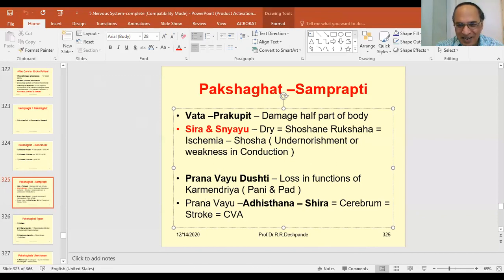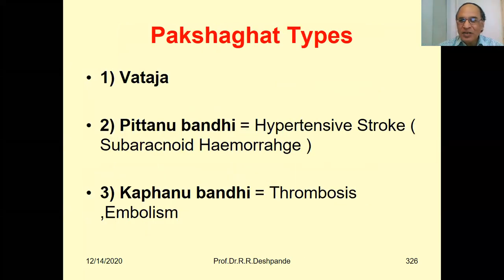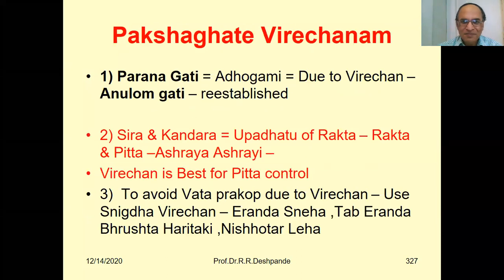My lectures are informal. So, Pranavayu Adhishthana is Shira, brain, cerebrum, which is having the stroke or cardiovascular accident. Pakshaghat types: Vataja Pakshaghat; Pitta Anubandhi Pakshaghat, hypertensive stroke, subarachnoid hemorrhage, that is Pitta; Kapha Anubandhi Pakshaghat, that is thrombosis and embolism.